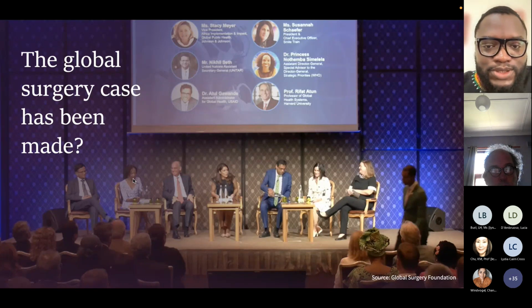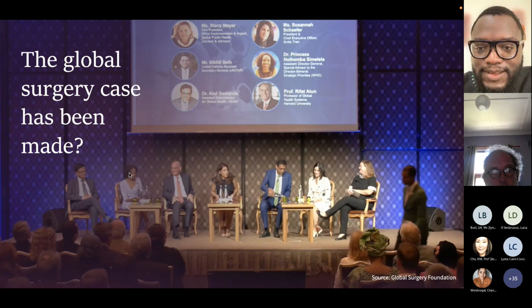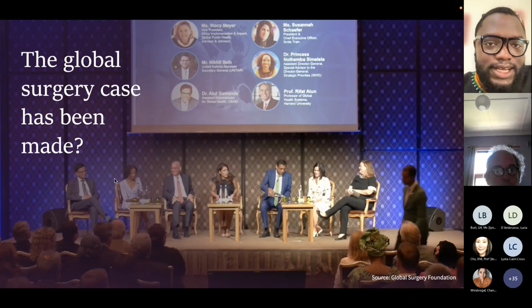This is a panel that was hosted by the Global Surgery Foundation, and it's a side event of the World Health Assembly. And on this panel, very distinguished panelists. We had someone from the United Nations and from WHO, a professor from Harvard, Atul Gawande, from USAID, Smile Train, another cleft NGO, as well as a representative from Johnson & Johnson, which is a major funder from the private sector.